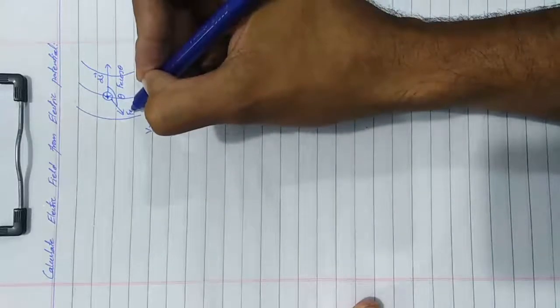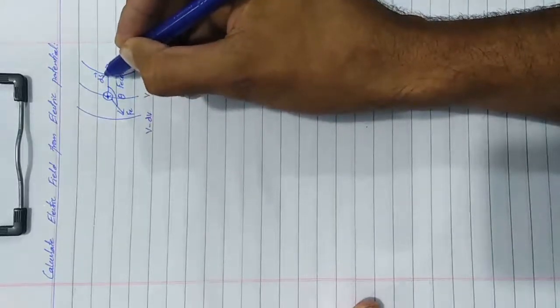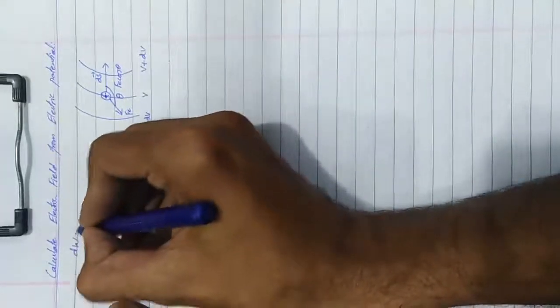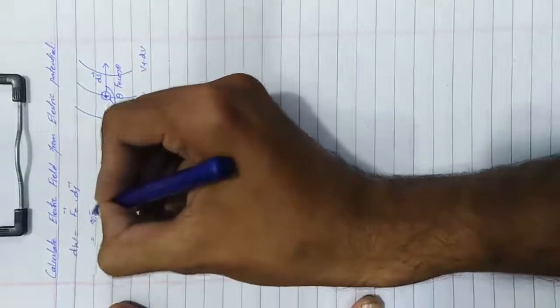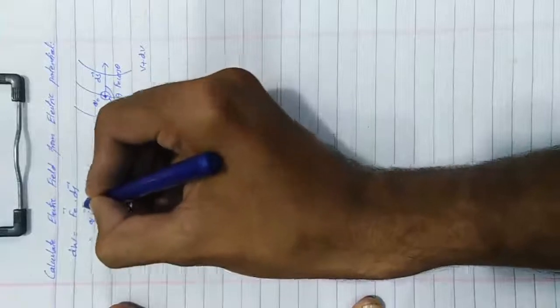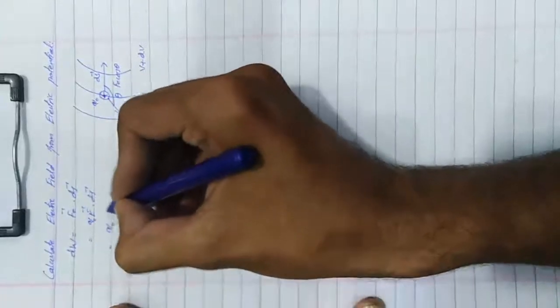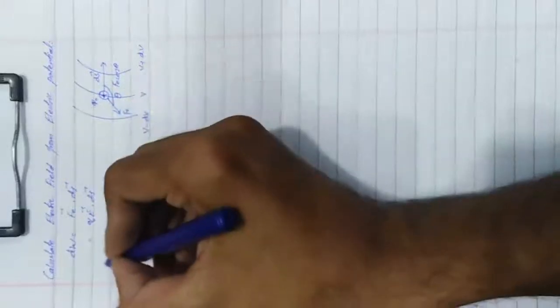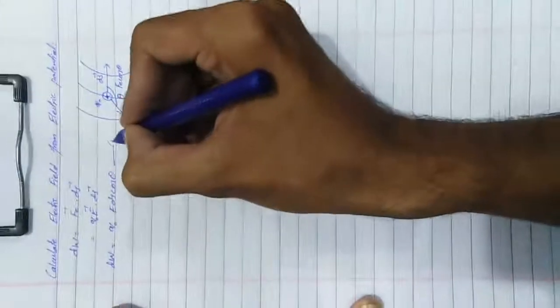As force is acting on a charged particle and it is moving and covers a distance, work is done, which can be given as W equals Fe dot ds. Fe equals Q naught E, so W equals Q naught E ds cos theta, equation 1.